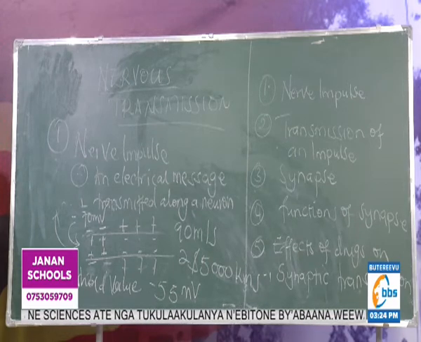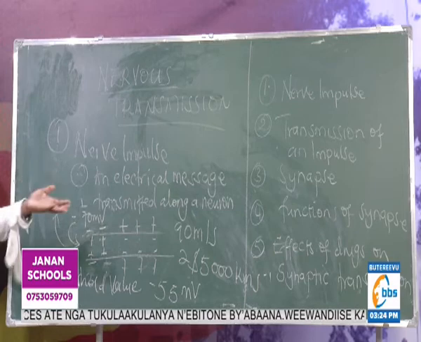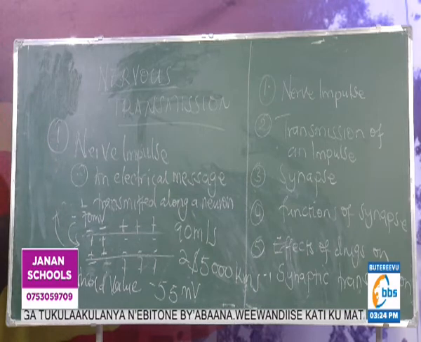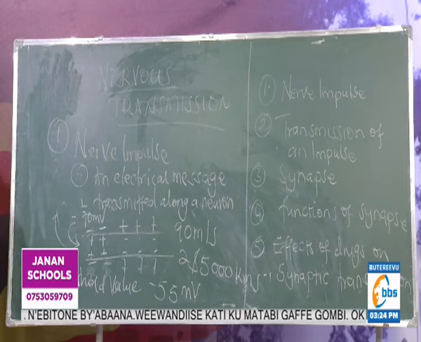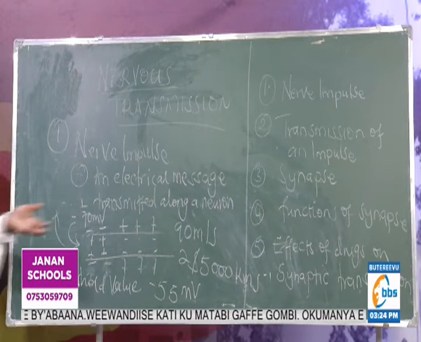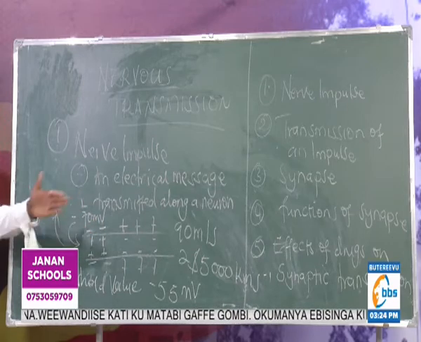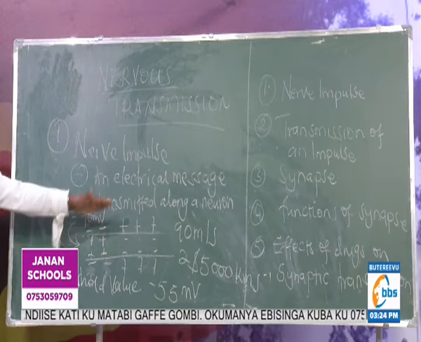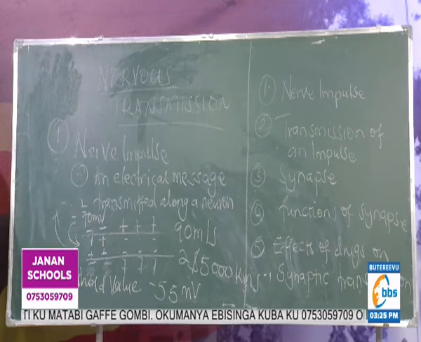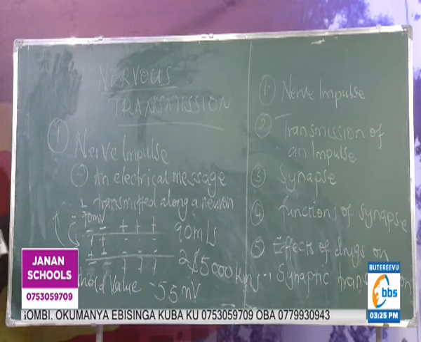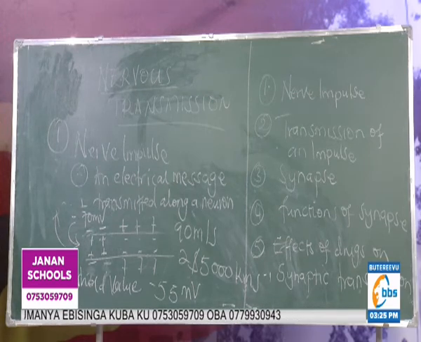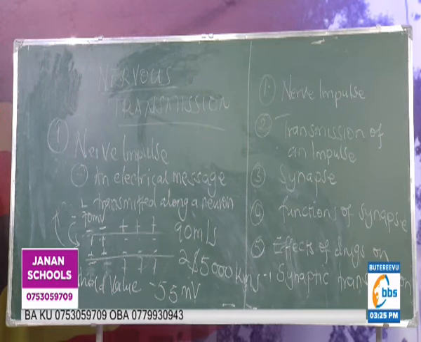More sodium ions will move in, three of them, and few potassium ions will move out, making the inner more positive than the outer, altering the voltage, or the potential difference, or what you call the electrical charge, between the inner and the outer membrane. And that is how an action potential, or a nerve impulse, is generated across a neuron. So that is generation of a nerve impulse.